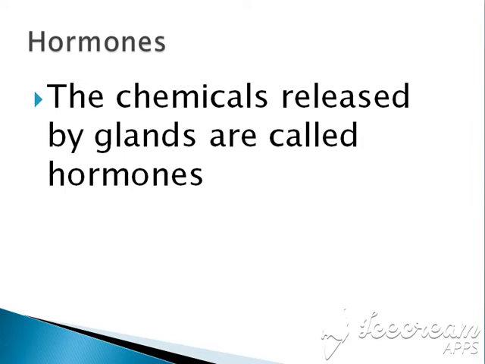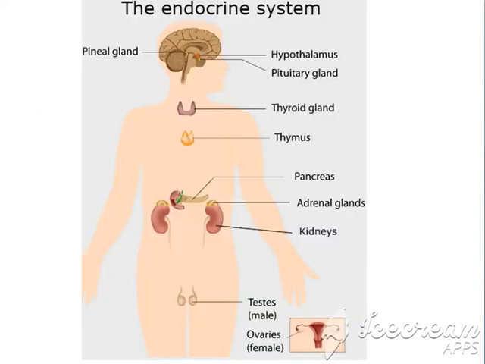Hormones are the chemicals released by glands. Okay. So what are hormones? The chemicals released by glands are called hormones. And we learned some endocrine glands also. So the first one is pituitary gland. Pituitary gland is located at the base of the brain.